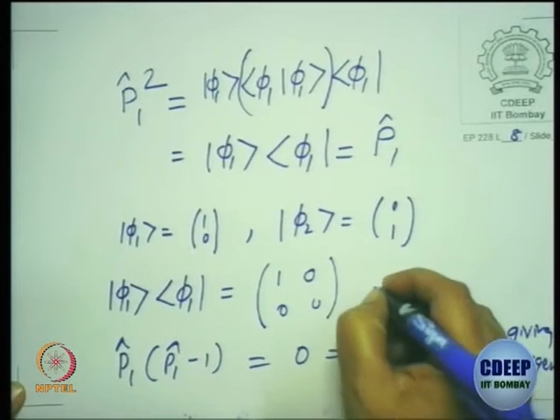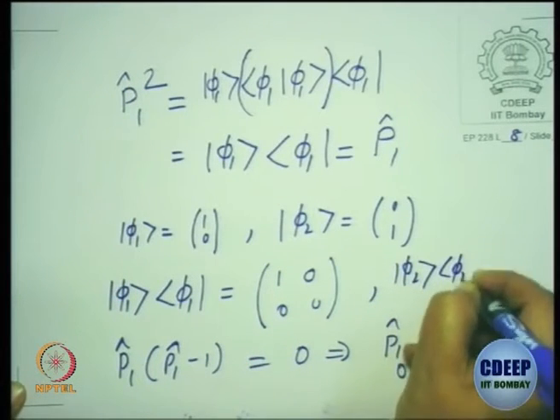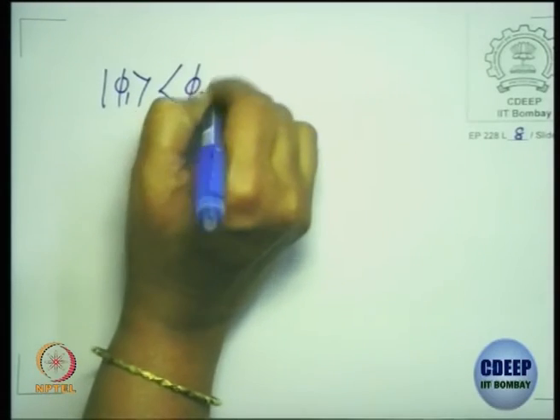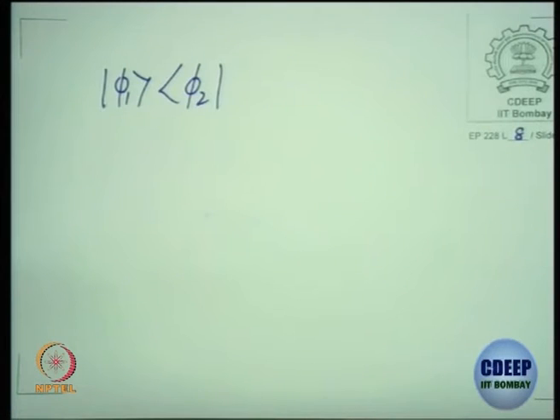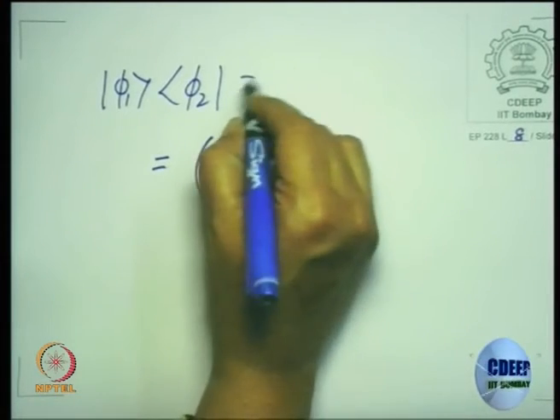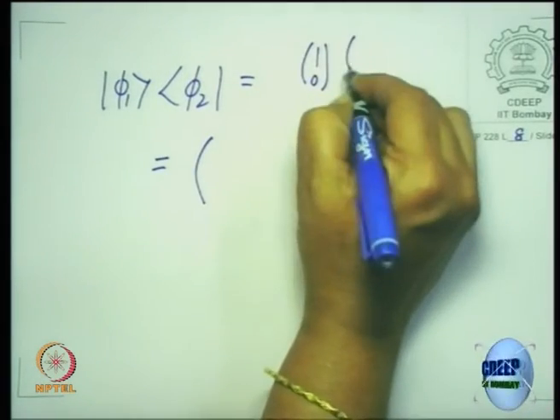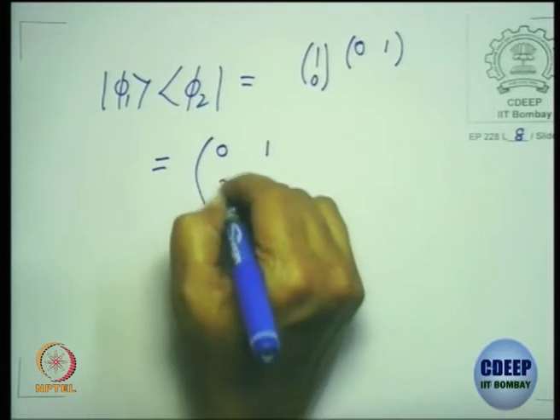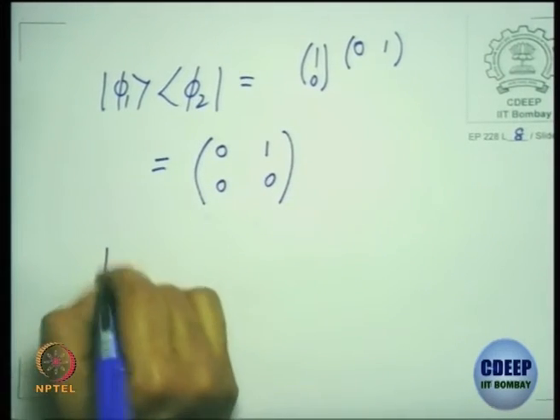The outer product phi 1 phi 1 is 1 0 0 0, then the outer product phi 2 phi 2 will be 0 0 0 1. So, what is phi 1 phi 2? Phi 1 phi 2 is not a projection operator, but it is still a 2 by 2 matrix. What is that 2 by 2 matrix? Someone can help me? It is 1 0, which is a column, multiplying 0 1, a row. Is that right? Similarly, what is phi 2 phi 1?